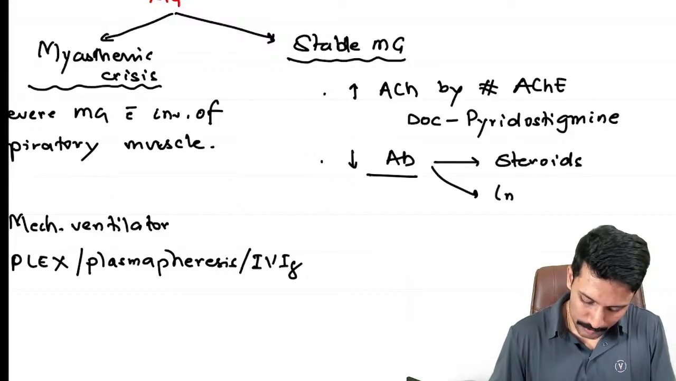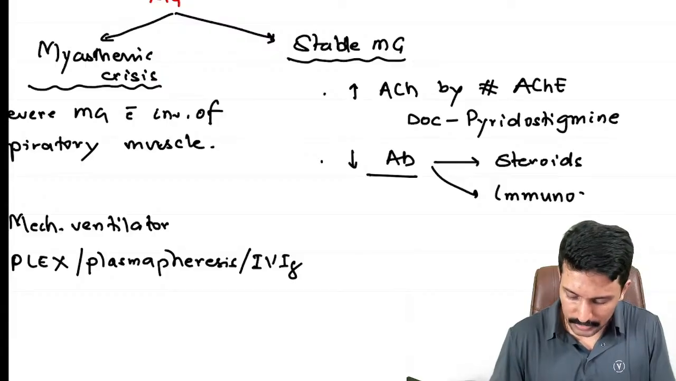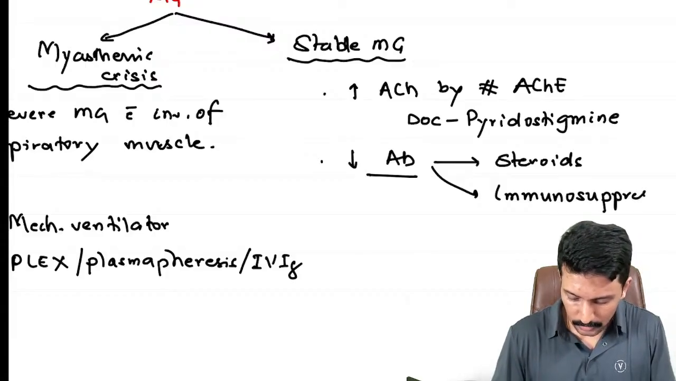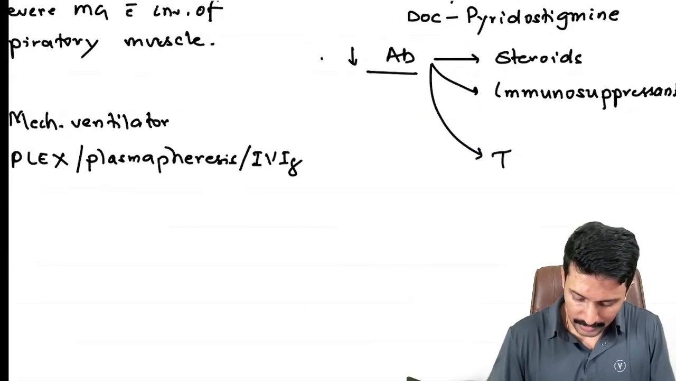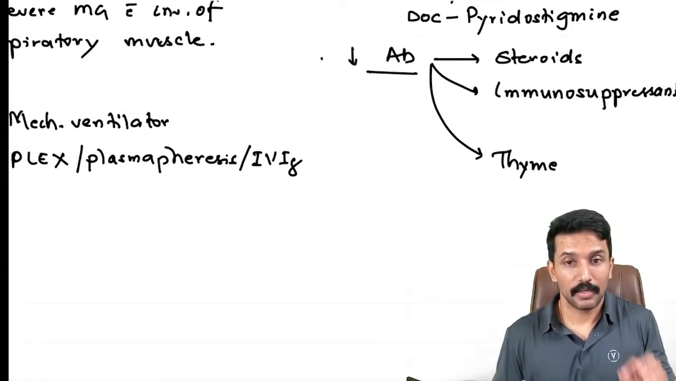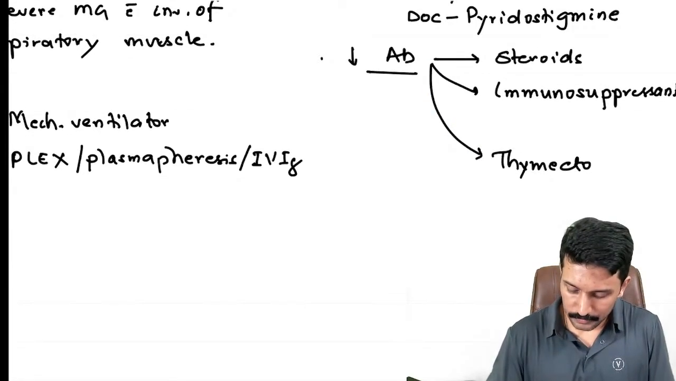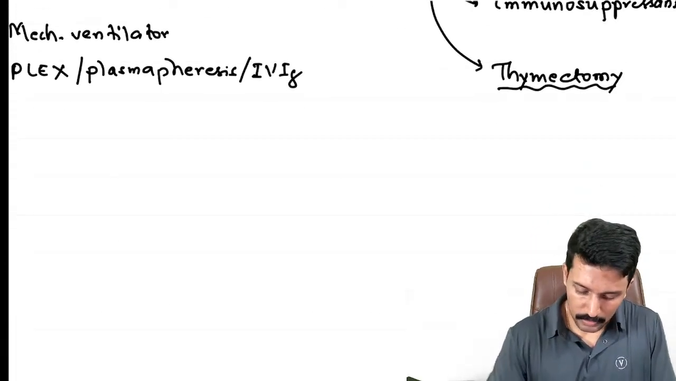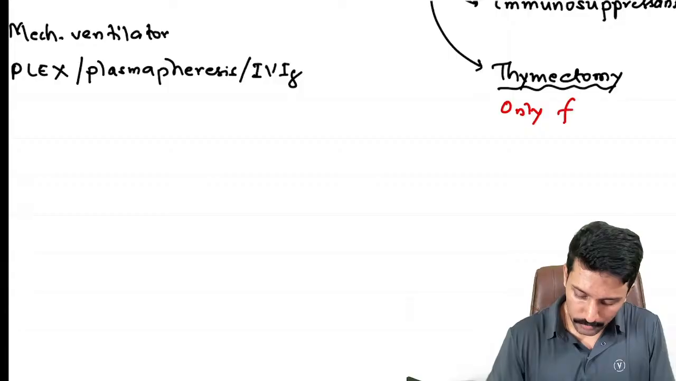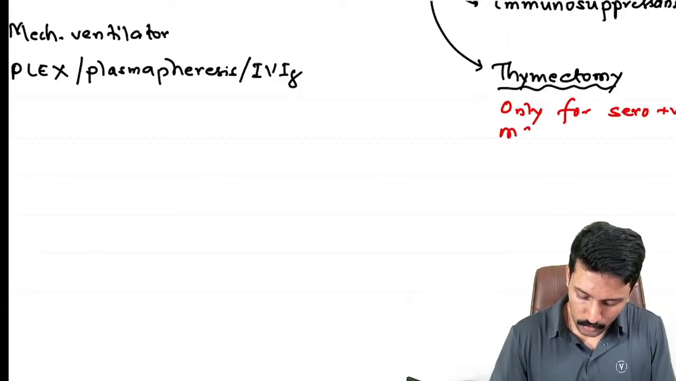Second one is using immunosuppressants or a combination of steroids and immunosuppressants. Third, we can get rid of the thymus gland, thymectomy, because the antigen for the seropositive cases is present in the thymus gland, right? So this is thymectomy only for seropositive myasthenia gravis. And you know what I mean by that?